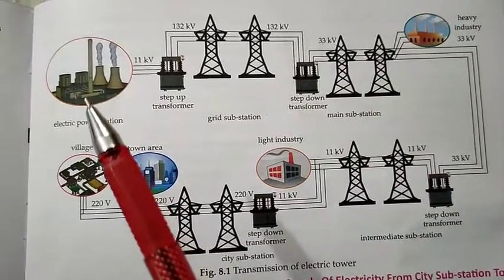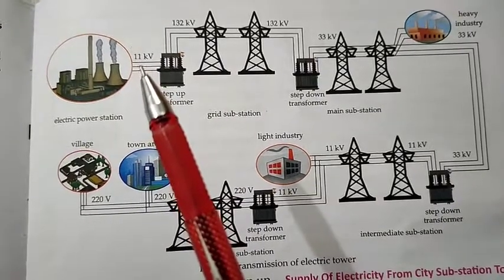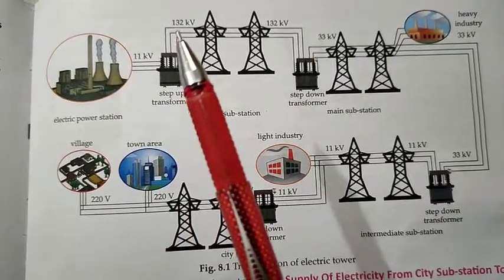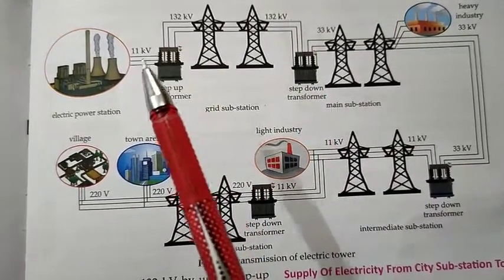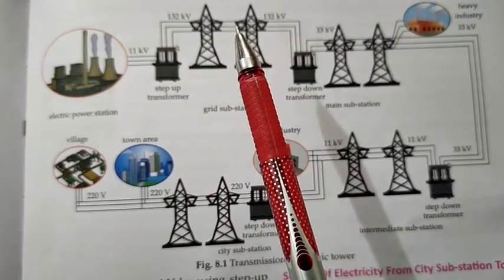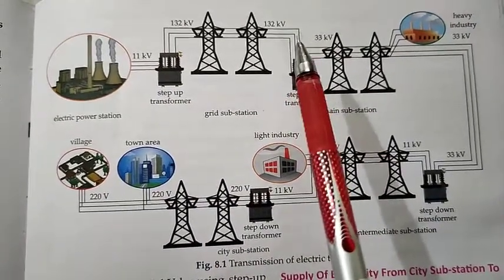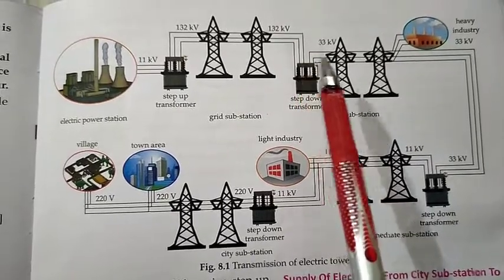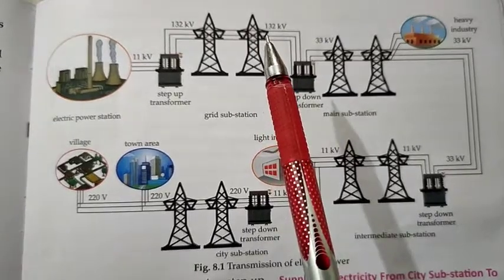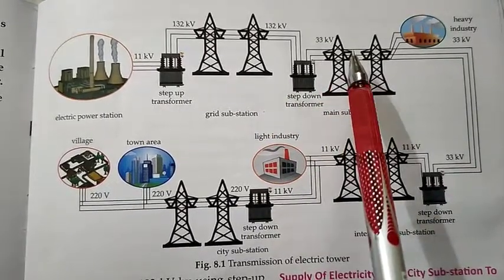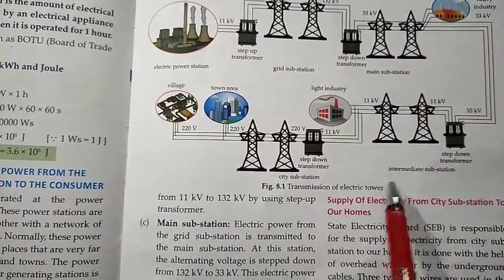So here we see that electricity is generated at electric power station and the voltage is 11,000 volt or 11 kilovolt. Then when it is transmitted to the grid substation, the voltage is increased from 11 kilovolt to 132 kilovolt by using step-up transformer. Then when this electric power is transmitted to the main substation, the voltage is stepped down from 132 kilovolt to 33 kilovolt. Now this electric power is transmitted to heavy industries and intermediate substations.